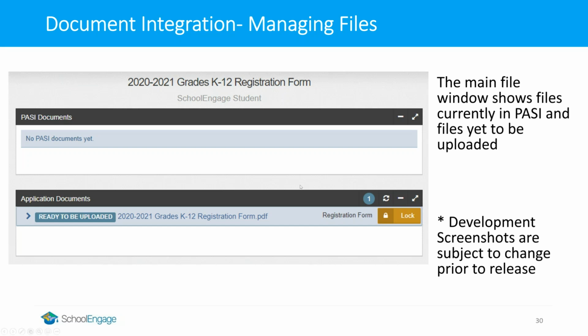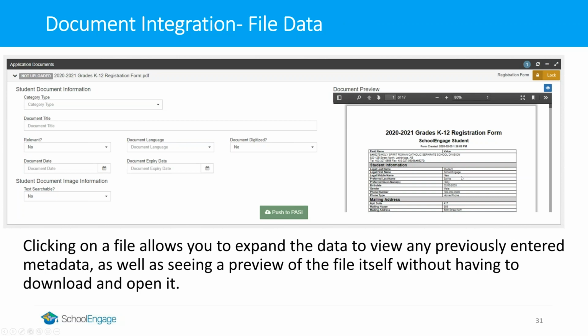So I've got this PDF of the actual form that I filled out, the 2021 K-12 registration form, and I actually want to move that to PASI. So I'm going to go in and just expand. These are collapsible panels, so I can manage it. So when I go and expand that document, you can see all the metadata that PASI collects, and you can see a preview. Don't mind my test data. I just pulled in one of our clients' forms, so there's no actual real student data on here, but it's got the header from their form.